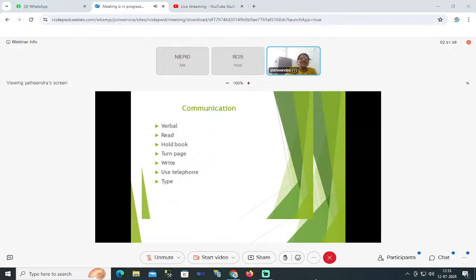Then communication skills are verbal communication, reading and writing, holding books, turning pages, writing, use of the telephone, and typing on the systems.